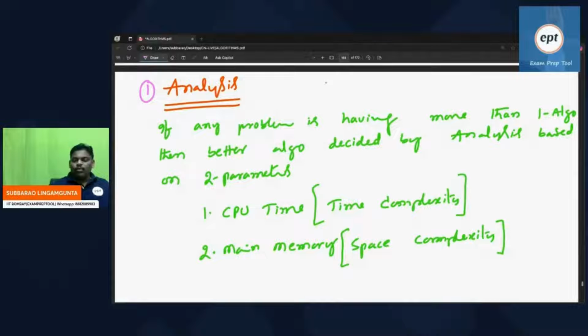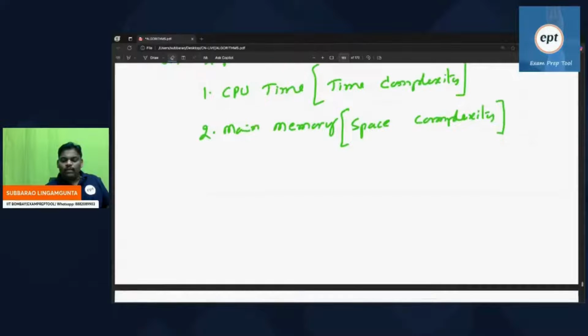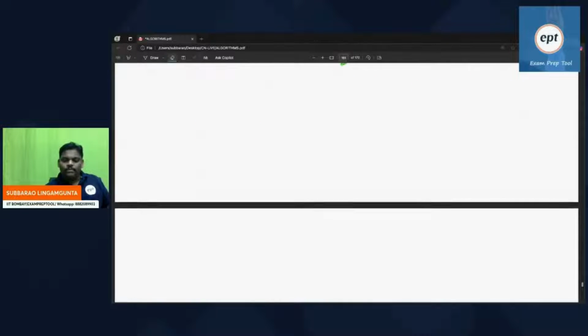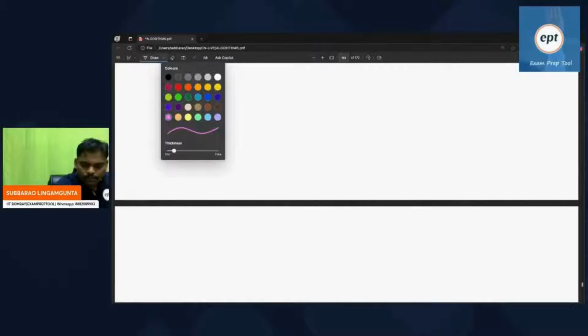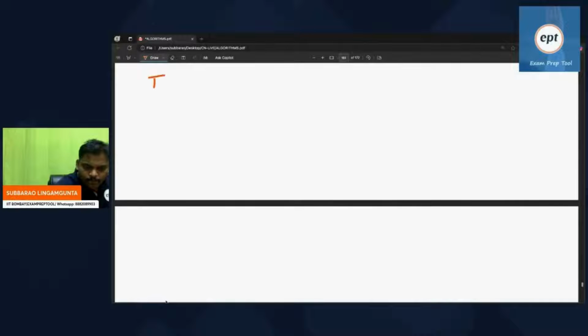Right? A problem having more than one solution, the better one will be decided by two parameters, CPU time and main memory space. Okay, I feel everyone is comfortable. Let's move to how to find out time complexity.